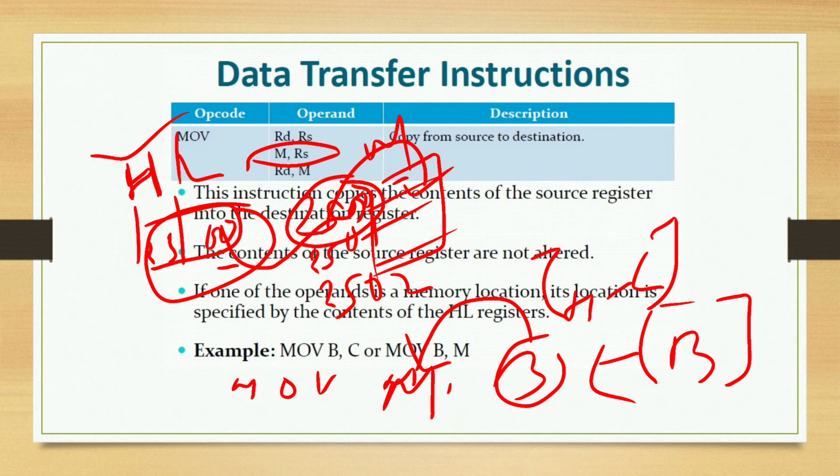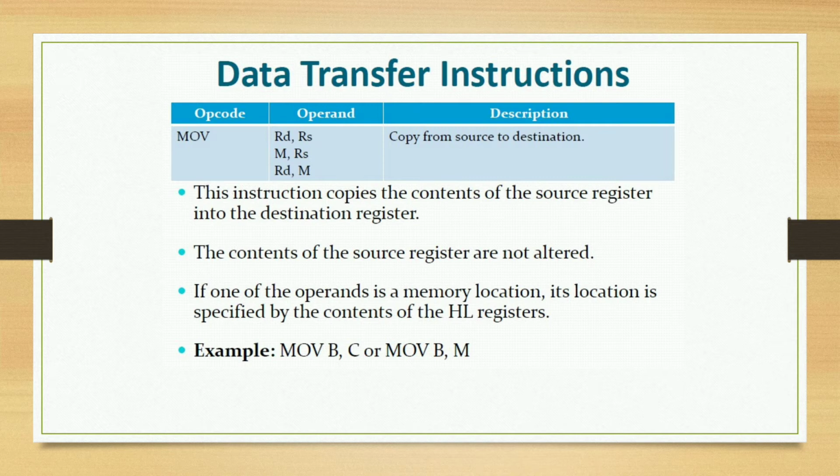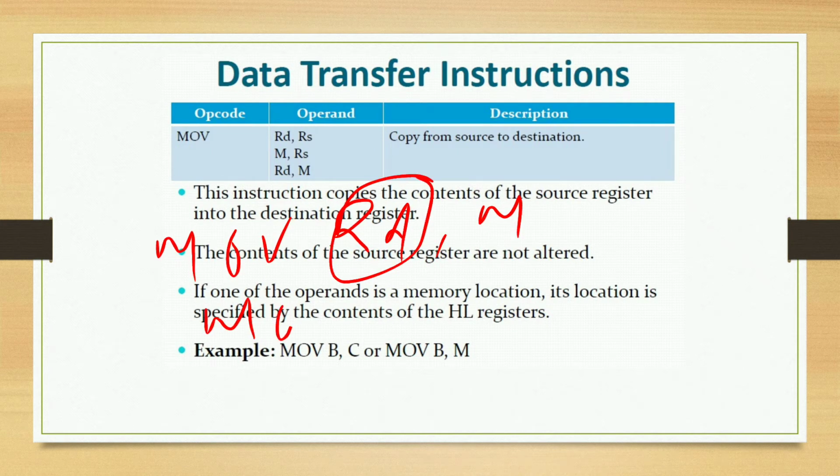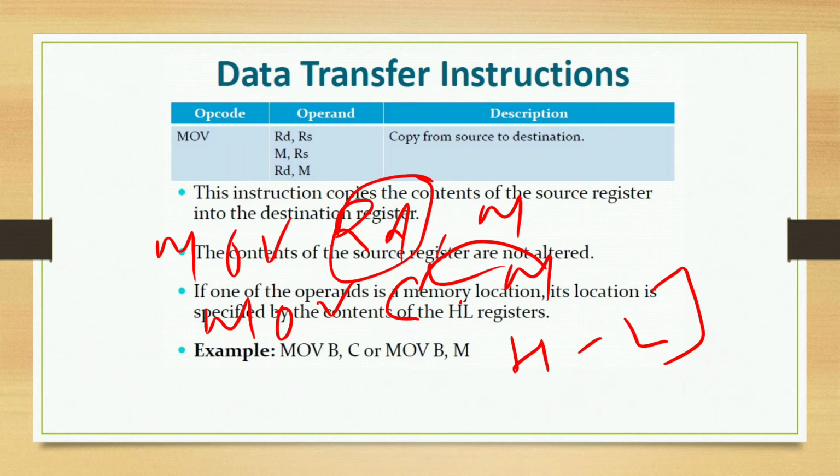Memory address is always addressed by HL pair. In MOV RD, M, suppose RD is the B register or C register, for example MOV C, M. The content of memory location whose address is in HL pair is moved to the register C.